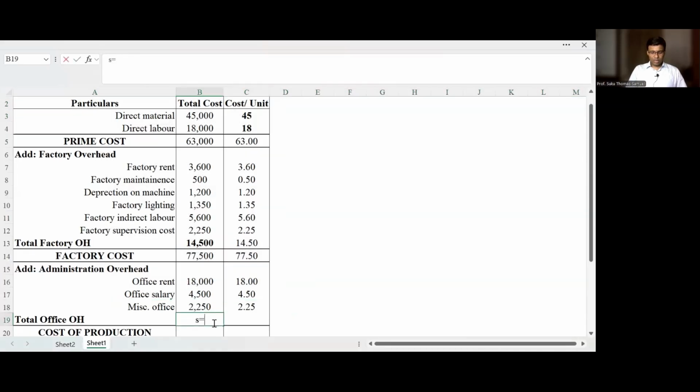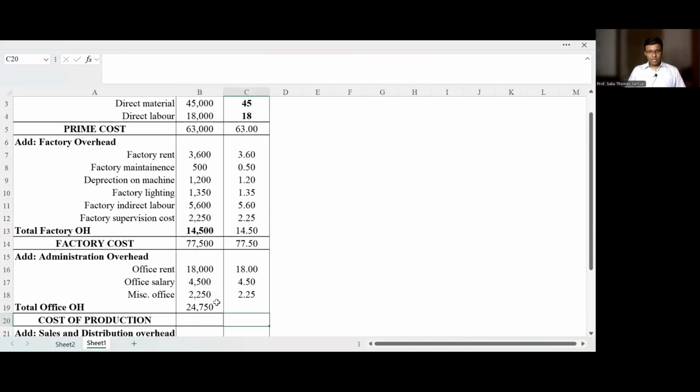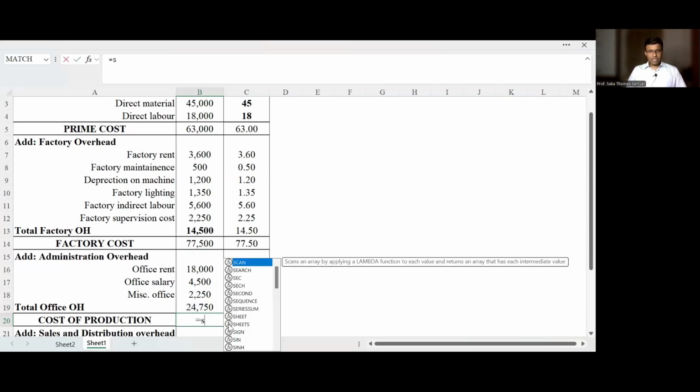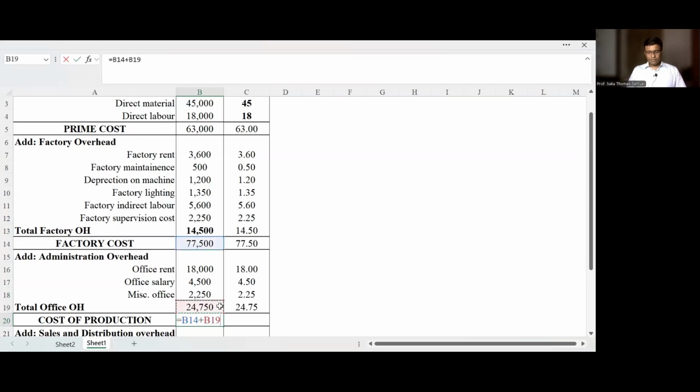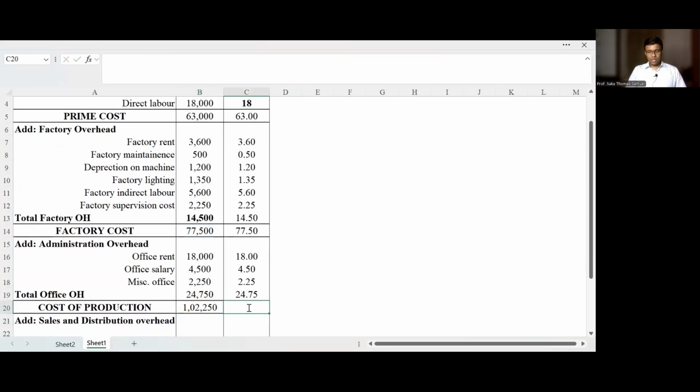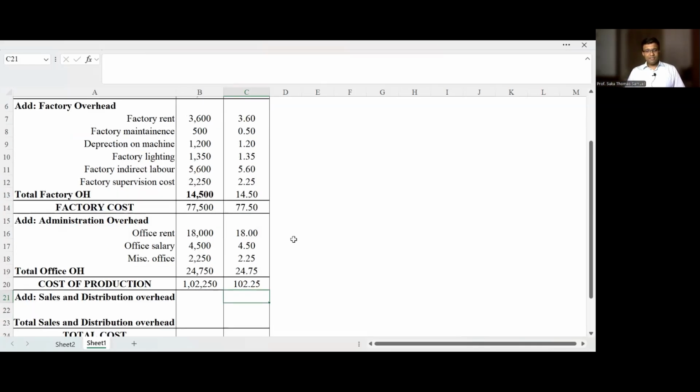Now let's total up all our office overheads. When we total this up, we get 24,750, divided by 1,000. Now we need to calculate cost of production. Cost of production is factory cost plus total office overhead. Let's total that up. That works out to be 102 rupees and 25 paise.